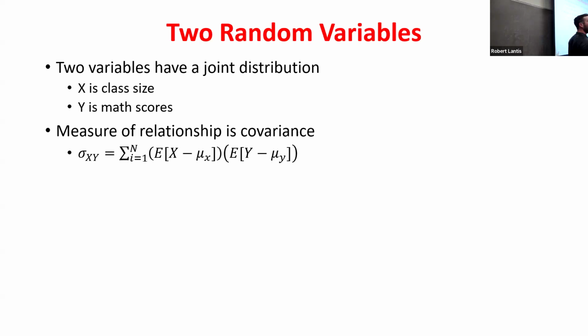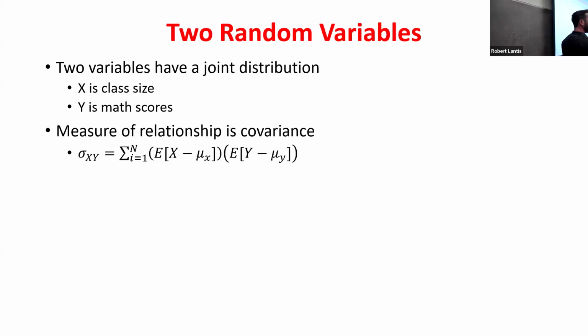What I would do to calculate this covariance is walk through every single observation. Say, okay, here's this first kid. What was the deviation of his or her class size from the average, from the mean? I would then take that and multiply it by that student's math score minus the average math score. I'd multiply those two deviations from each of those variables' means.